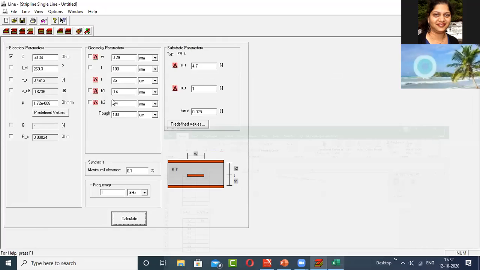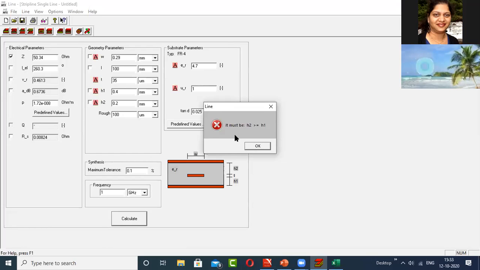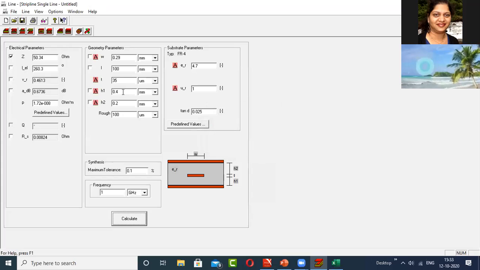I have to vary H2 this time. H2 is 0.2 mm. So what happens? It must be H2 greater than or equal to H1. Okay, so I will do the reverse one. I will make 0.4. H1 is 0.2, suppose.